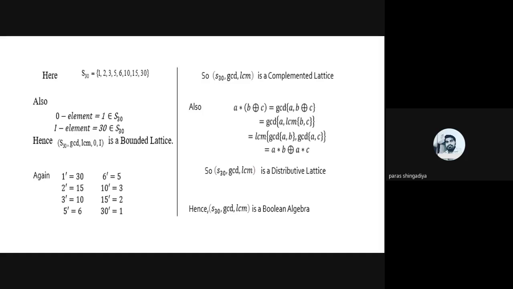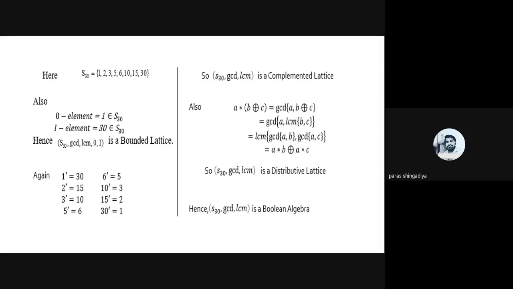Why is it important? Because here we'll observe whether a complement of each element exists or not, and that is not true for all such sets. So let us check whether S30 is complemented or not. First, S30 is 1, 2, 3, 5, 6, 10, 15, and 30.